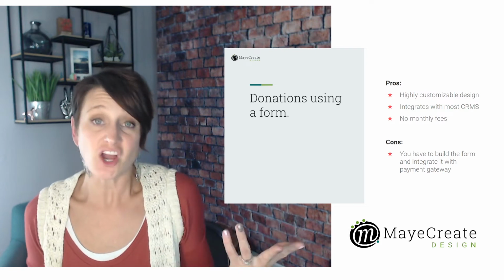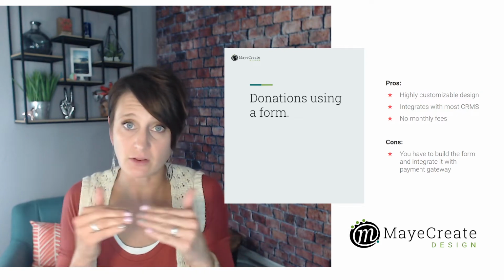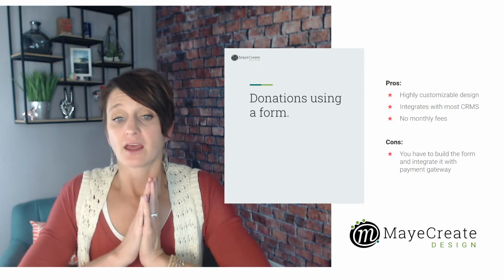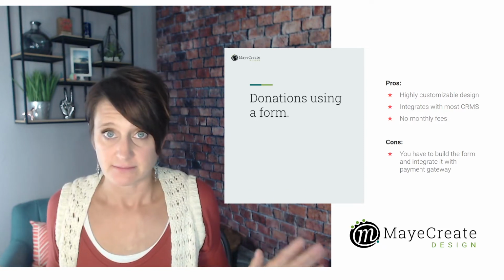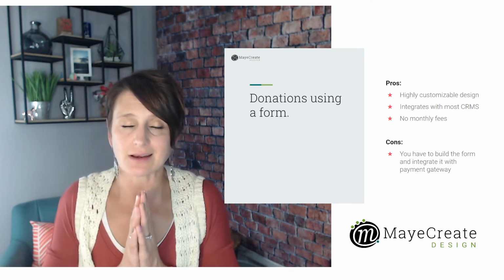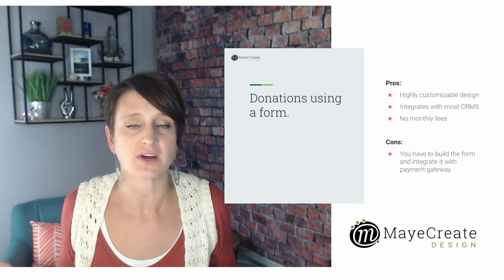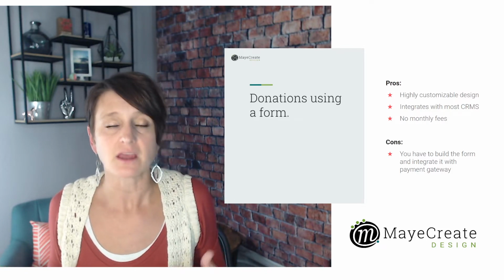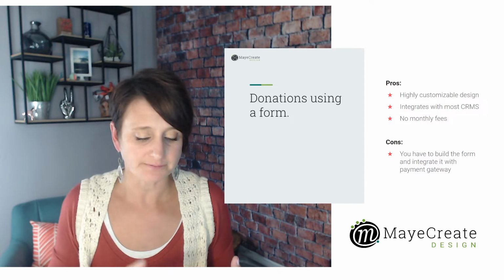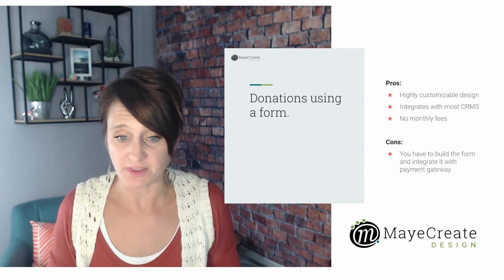But then if not, you can also use Zapier, which is a third-party connector system that'll let them talk as well. There's no monthly fees for these forms, so that's great, right? And depending upon your payment gateway, there won't be monthly fees either. Authorize.net charges a monthly fee, but the others like Square, Stripe, and PayPal, they don't charge monthly fees.